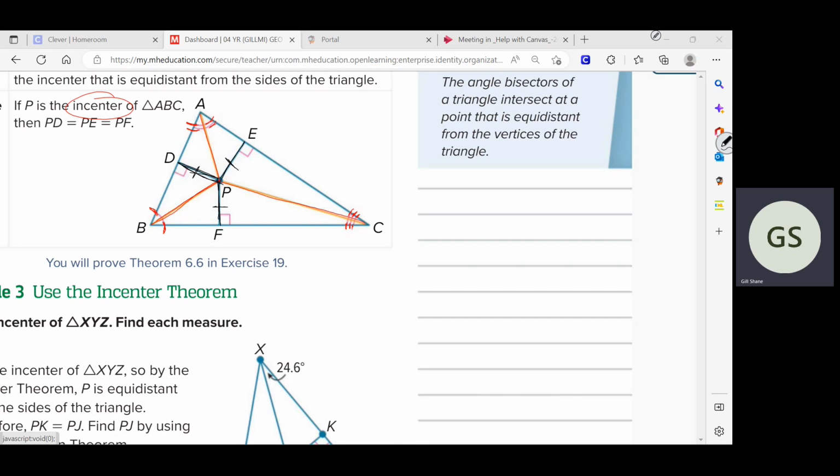So again, we create this one by bisecting every angle. Once we find that point, it is the same distance from every side. Remember in this, we don't bisect the sides.